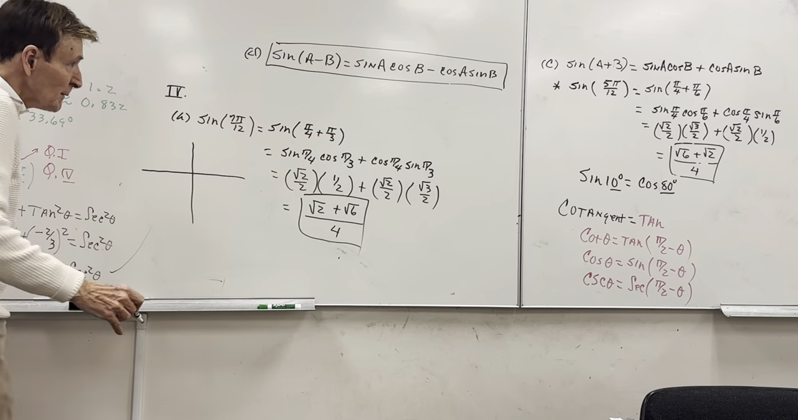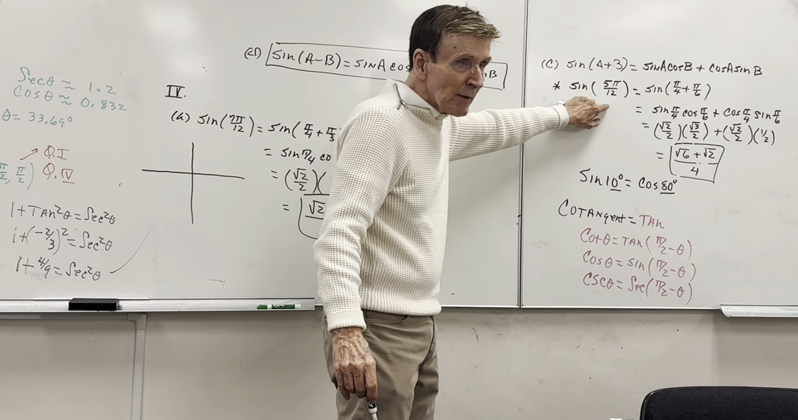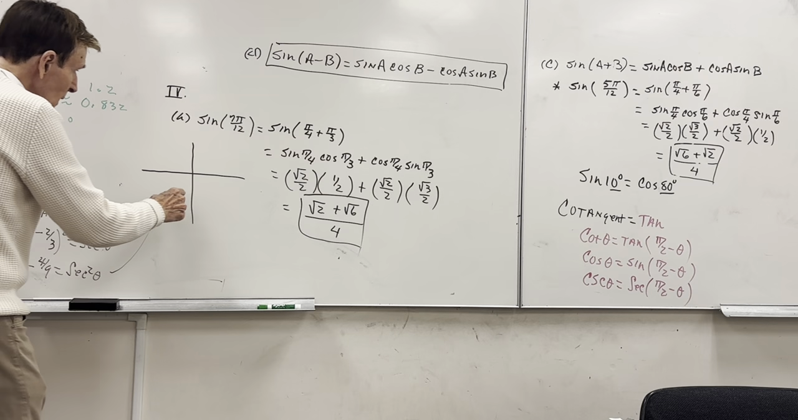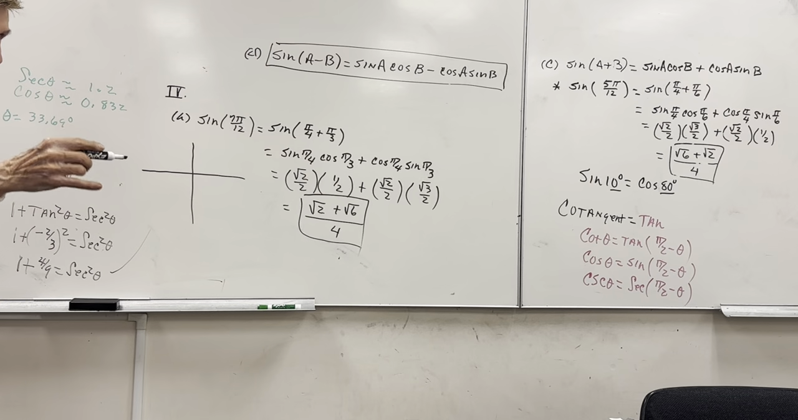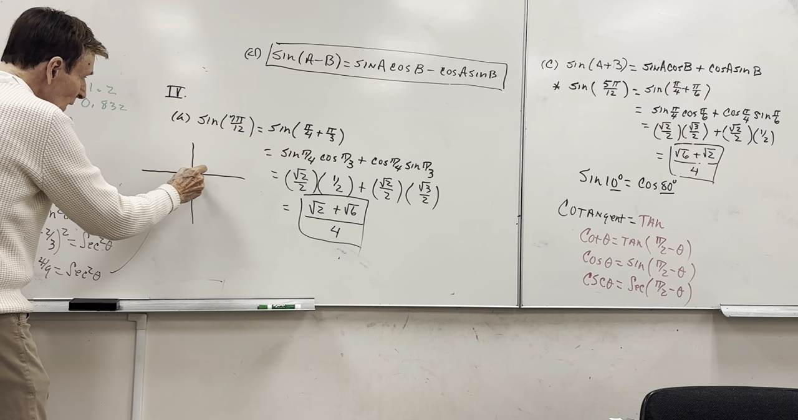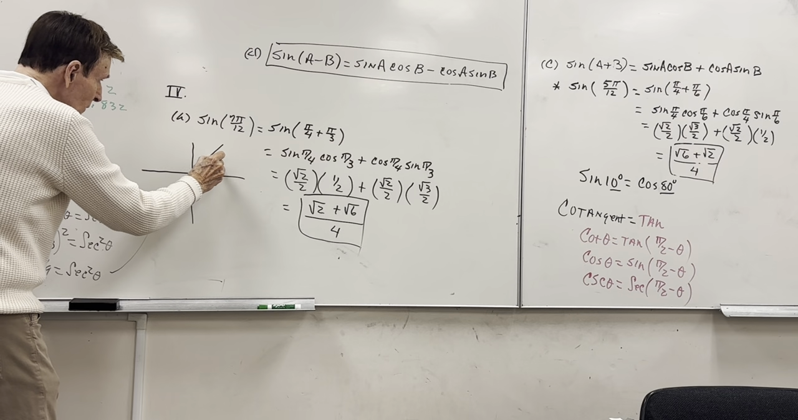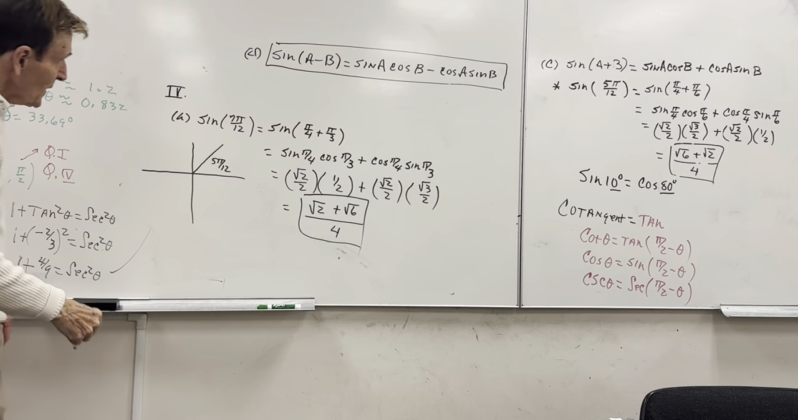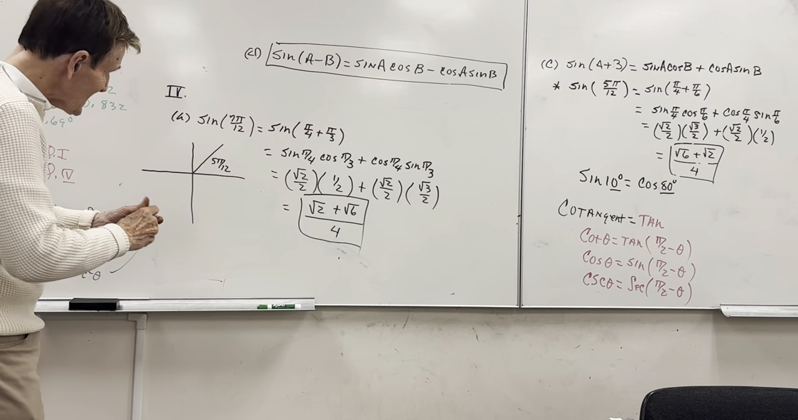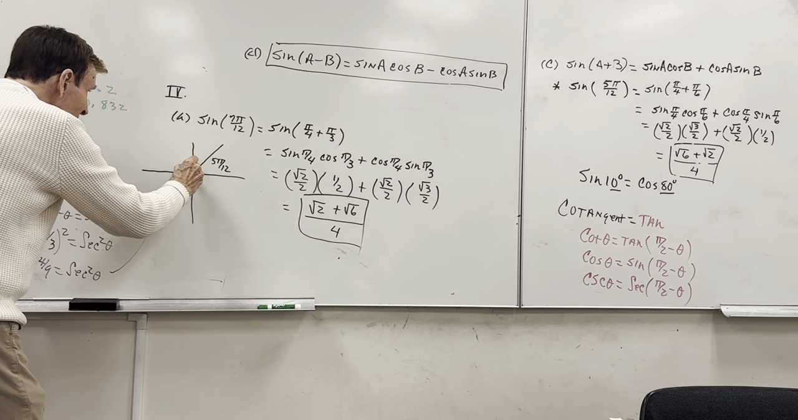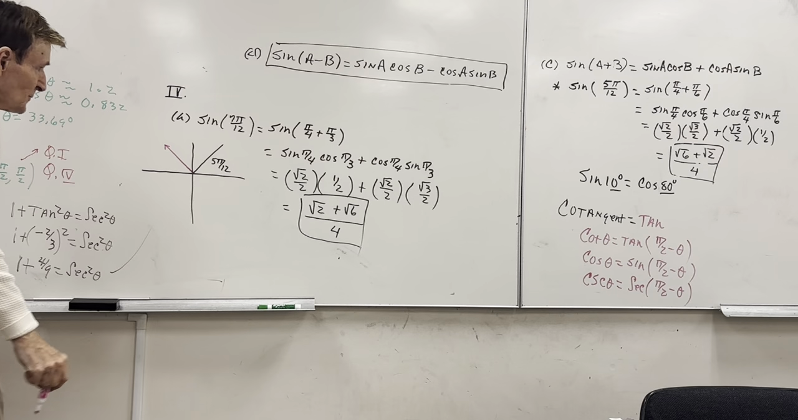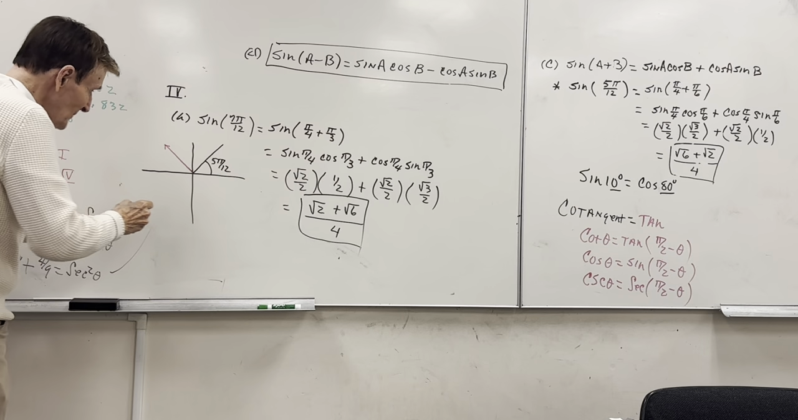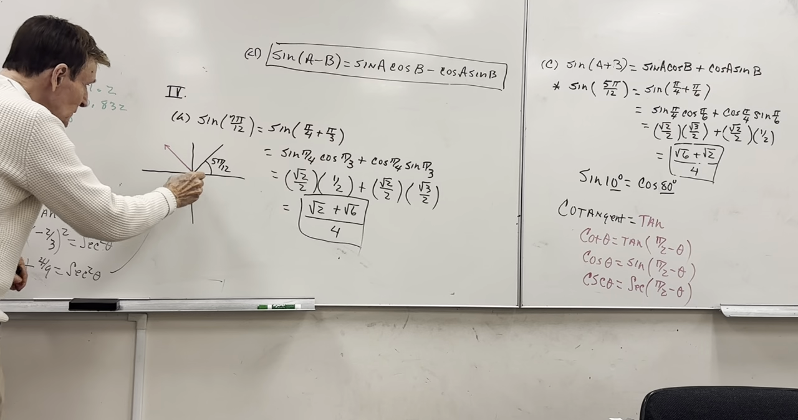Let me locate 5 pi over 12. Where's 5 pi over 12 located? It would be 1/12 away from, which quadrant? Quadrant 1. Yep. I say this is 5 pi over 12. By the time you get here, that's 6 pi over 12. And the other, for comparison, is 7 pi over 12, over here. So I'm comparing this angle to this one.